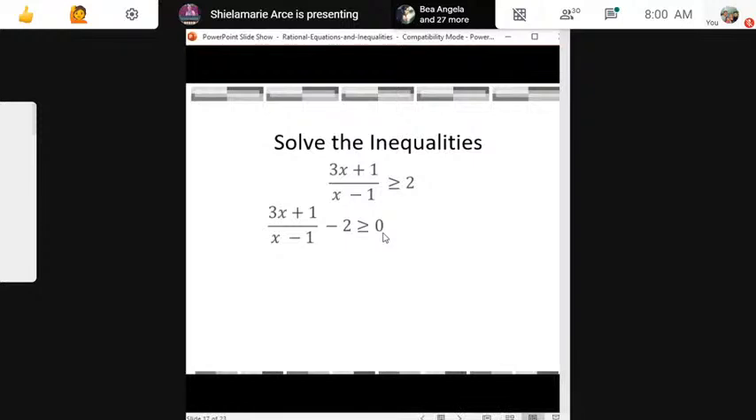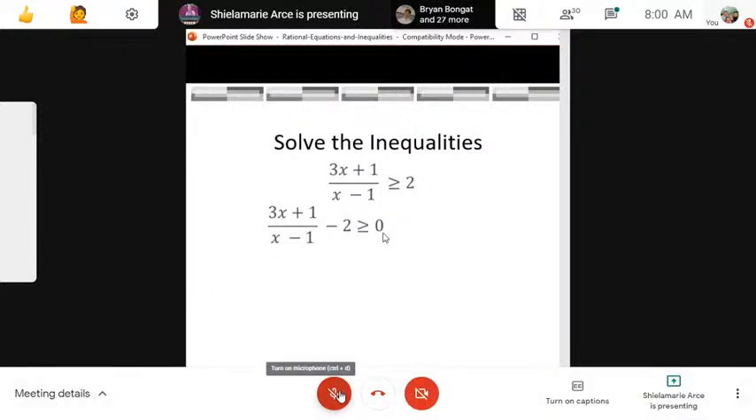Rani, anong magiging LCD na natin dito? It's x minus 1, since iisa lang naman ang nasa denominator ninyo, di ba? So x minus 1. So anong kasunod after you have identified the LCD? Since ito ay 0, no need na. Ito yung isi-simplify natin. So doing that, x minus 1 will be the LCD.